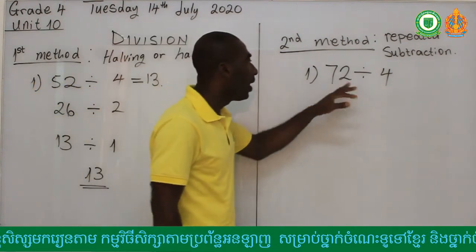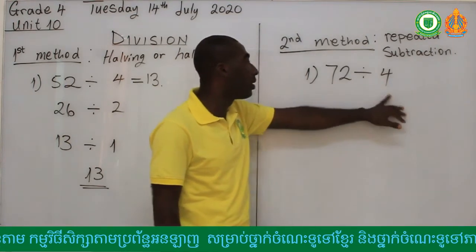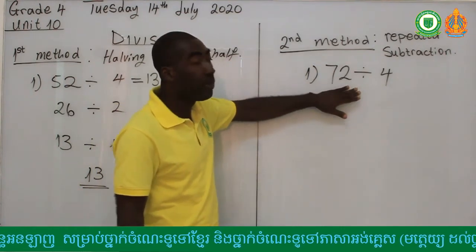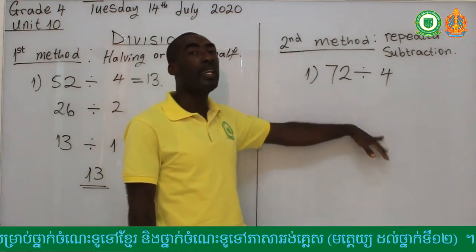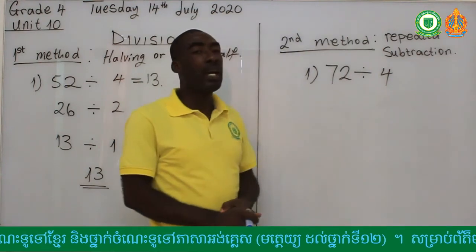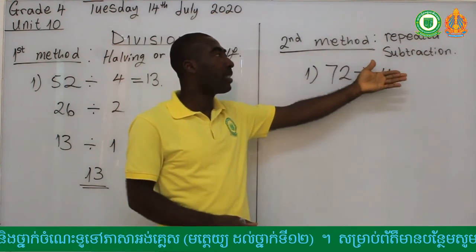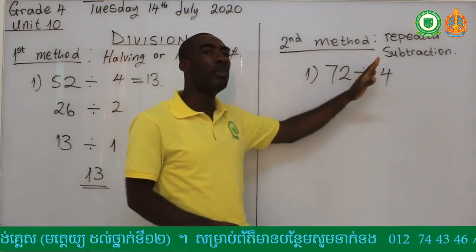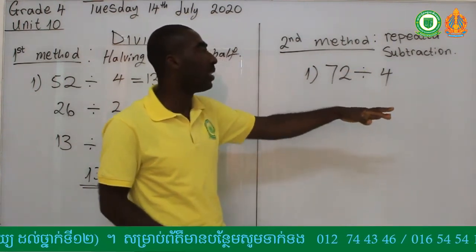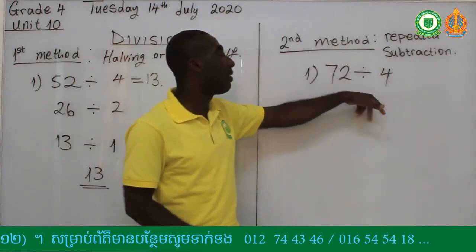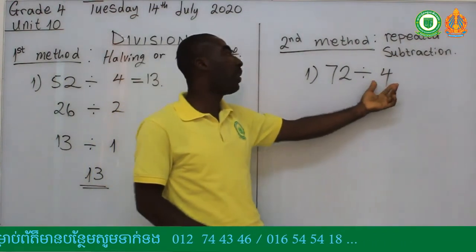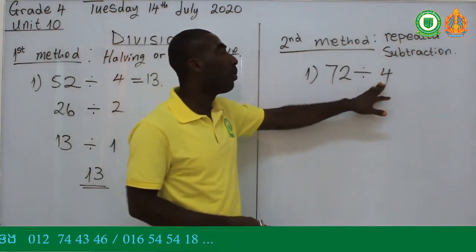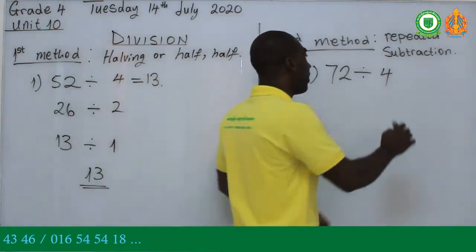Okay? Now let's see how we can use our repeated subtraction to also deal with a problem like this. 72 divided by 4. So with a repeated subtraction, it deals actually with subtraction and a little bit of multiplication. What is the multiplication here? The first thing that you have to do is to multiply your 4 by 10. That is the first step that you have to do.